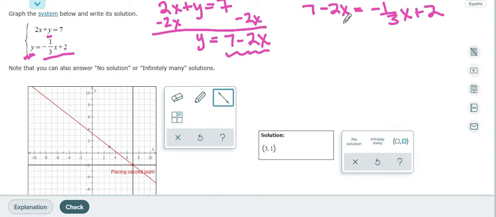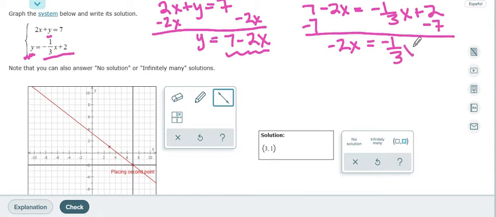Okay, so first of all, I'm going to get my like terms together. So I'm going to subtract 7 off both sides. And then that goes to 0, and I have negative 2x equals negative 1/3 x. And then I'm subtracting here because I have different signs, so I end up with negative 5. Now I've got this ugly fraction.